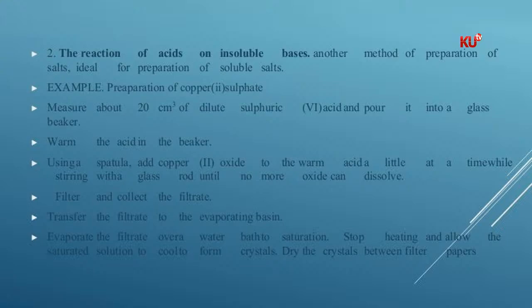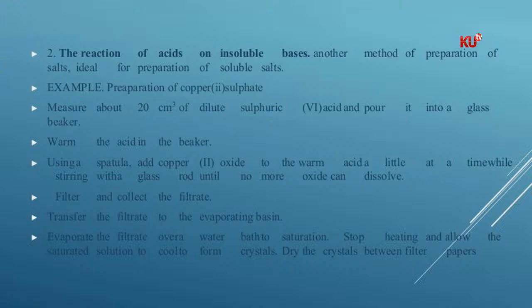Copper. First procedure: you measure about 20 cubic centimeters of dilute sulfuric acid and put it into the beaker, and then you warm the acid. Again, why are you warming the acid? You warm the acid to speed up the reaction between sulfuric acid and copper(II) oxide.